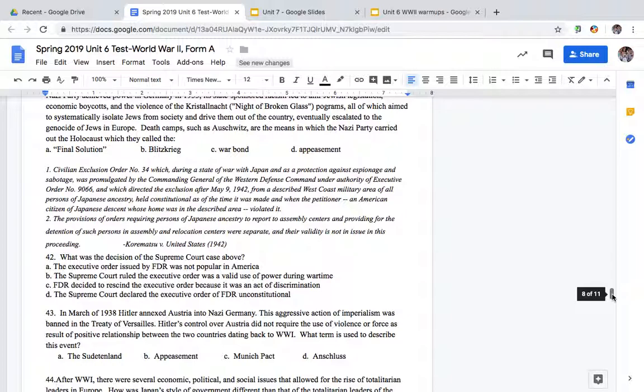What was the decision made of the Supreme Court case above? A. The executive order issued by FDR was not popular in America. B. The Supreme Court ruled the executive order was a valid use of power during wartime. C. FDR decided to rescind the executive order because it was an act of discrimination. D. The Supreme Court declared the executive order of FDR unconstitutional.